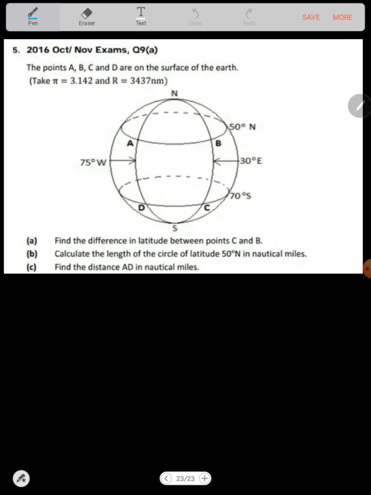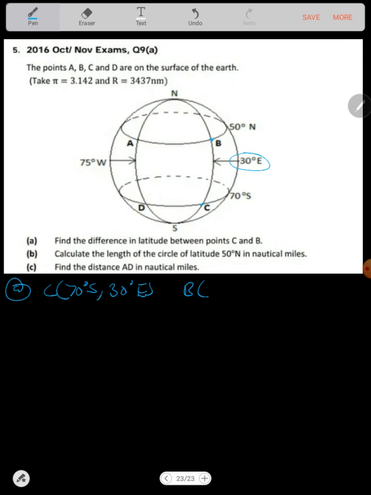This one says you've been given radius pi and you've been taught to find the difference in latitude C and B. So let's list point C. Point C is here. Hence it's on which latitude? 70 degrees south. And which longitude? 30. You can see that is 30 there. 30 degrees where? East.